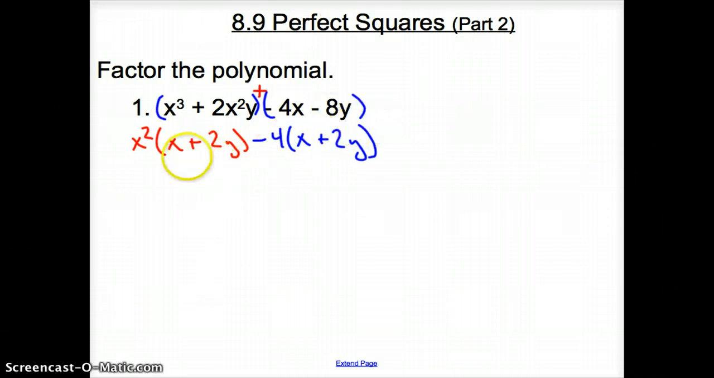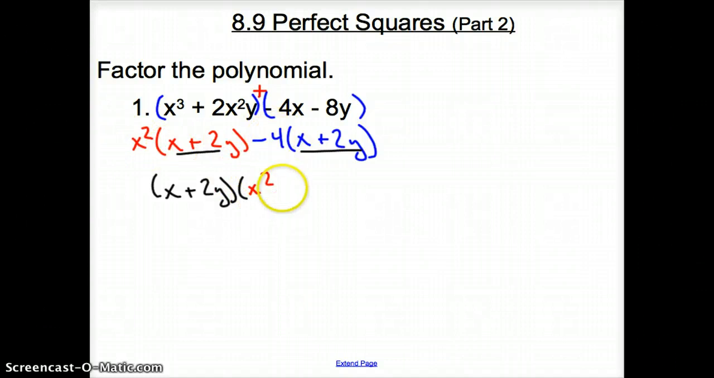So now can we keep going with this? Here we have an x plus 2y and an x plus 2y, the same thing, so I'm going to bring it down, x plus 2y. I'm going to put it right there. Now what do I have left over? I have an x squared that I didn't touch, and this minus 4, and then we close it up.